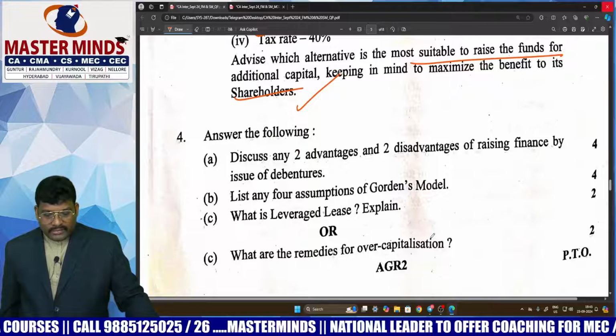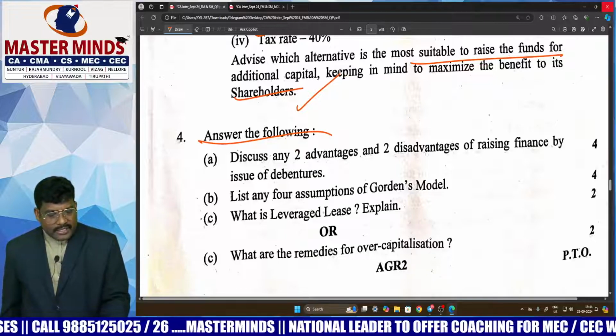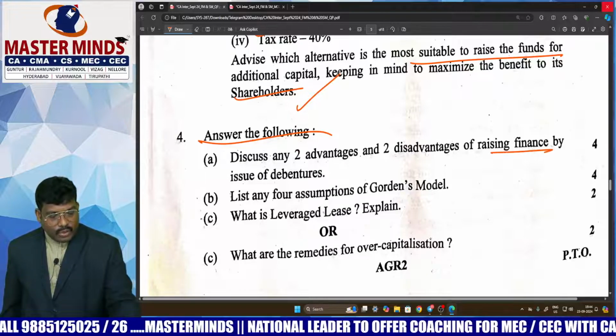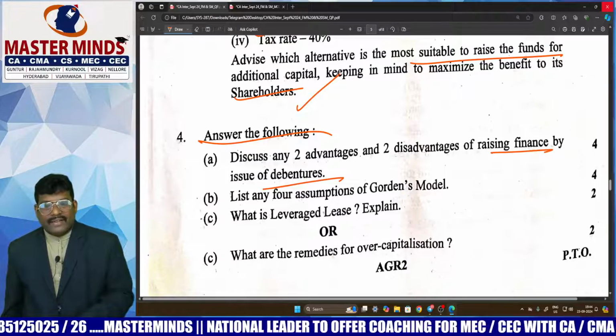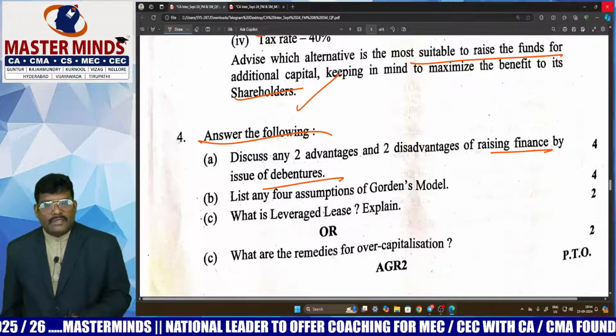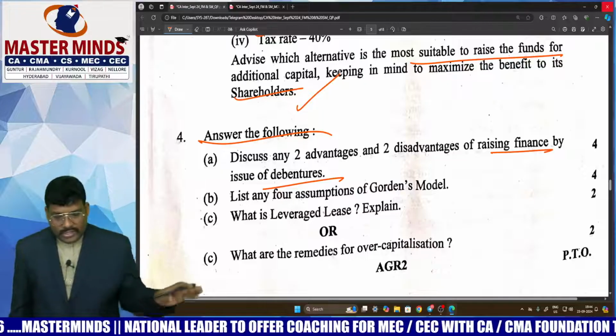Coming to the theory part, if you observe, discuss 2 advantages of raising finance by issuing debentures. Low cost due to tax advantage, right? Low flotation cost will happen. Your control will never be disturbed, right?